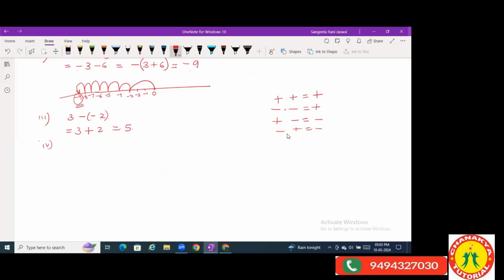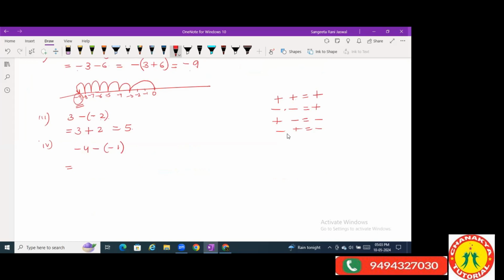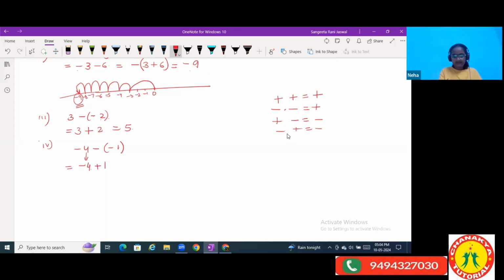Now the next question goes to Neha. -4 minus of -1. Yes, Neha, now you tell me what we will do. Ma'am, we will do addition. Yes, we will first drop down the first number as it is. Then we see that there are two signs coming together, so we'll make them into one sign. So negative into negative will be positive. Now positive, here this is 1.